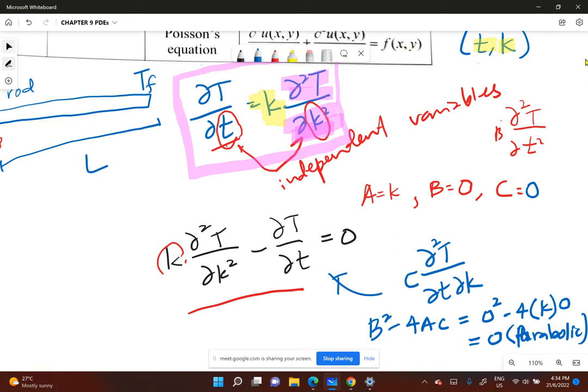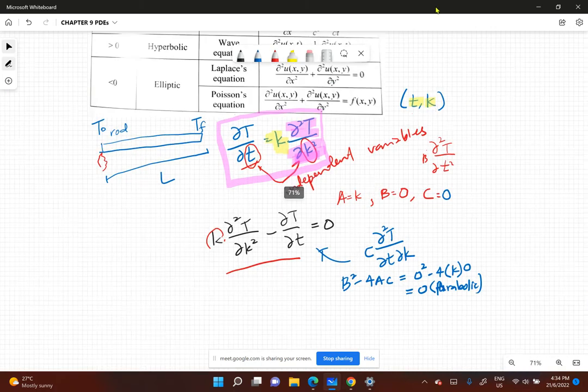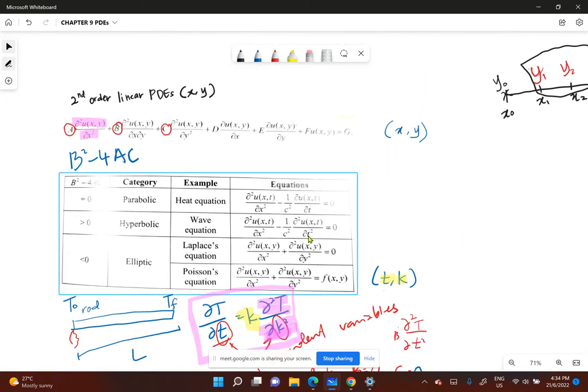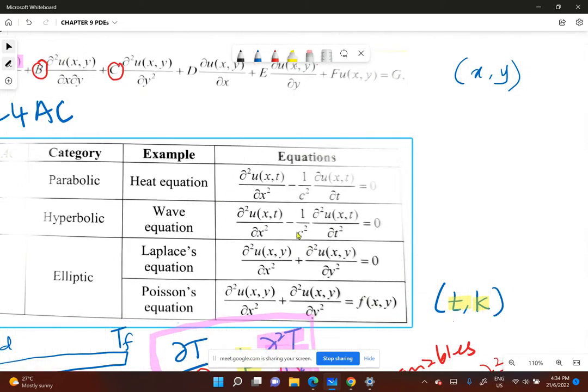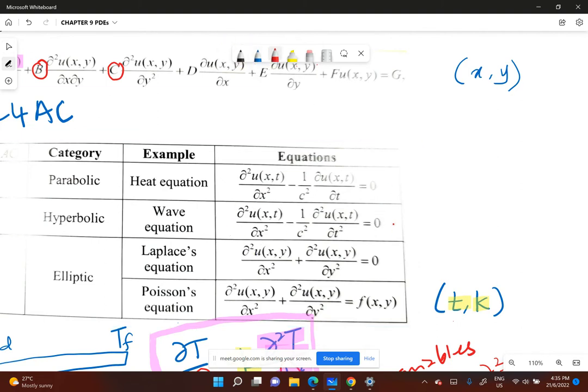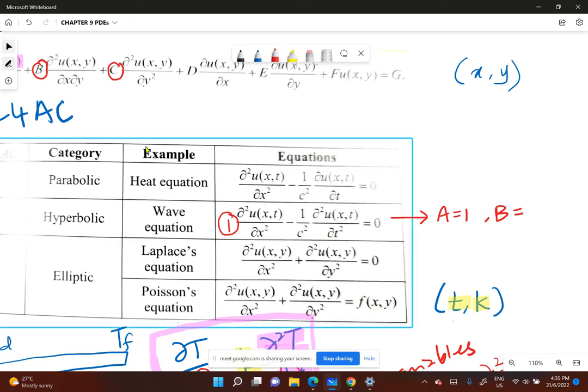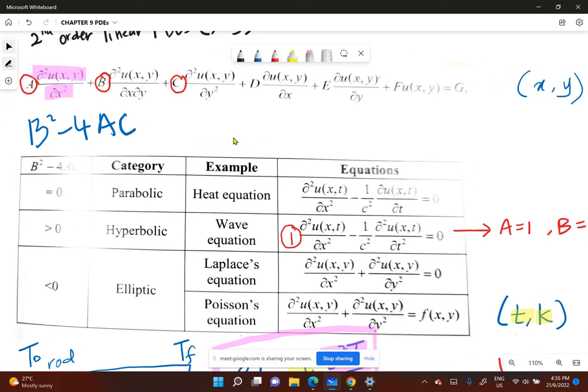Okay, so now let's say I go terus saya pergi wave equation ni lah. Okay, kalau awak tengok kan, this is the wave equation. So yang ni A berapa? This one. A dia berapa? Mana A? This one lah, sini. Satu lah kan? Satu, betul. B? Ada tak? 1 over C square. Negative 1 over C square.